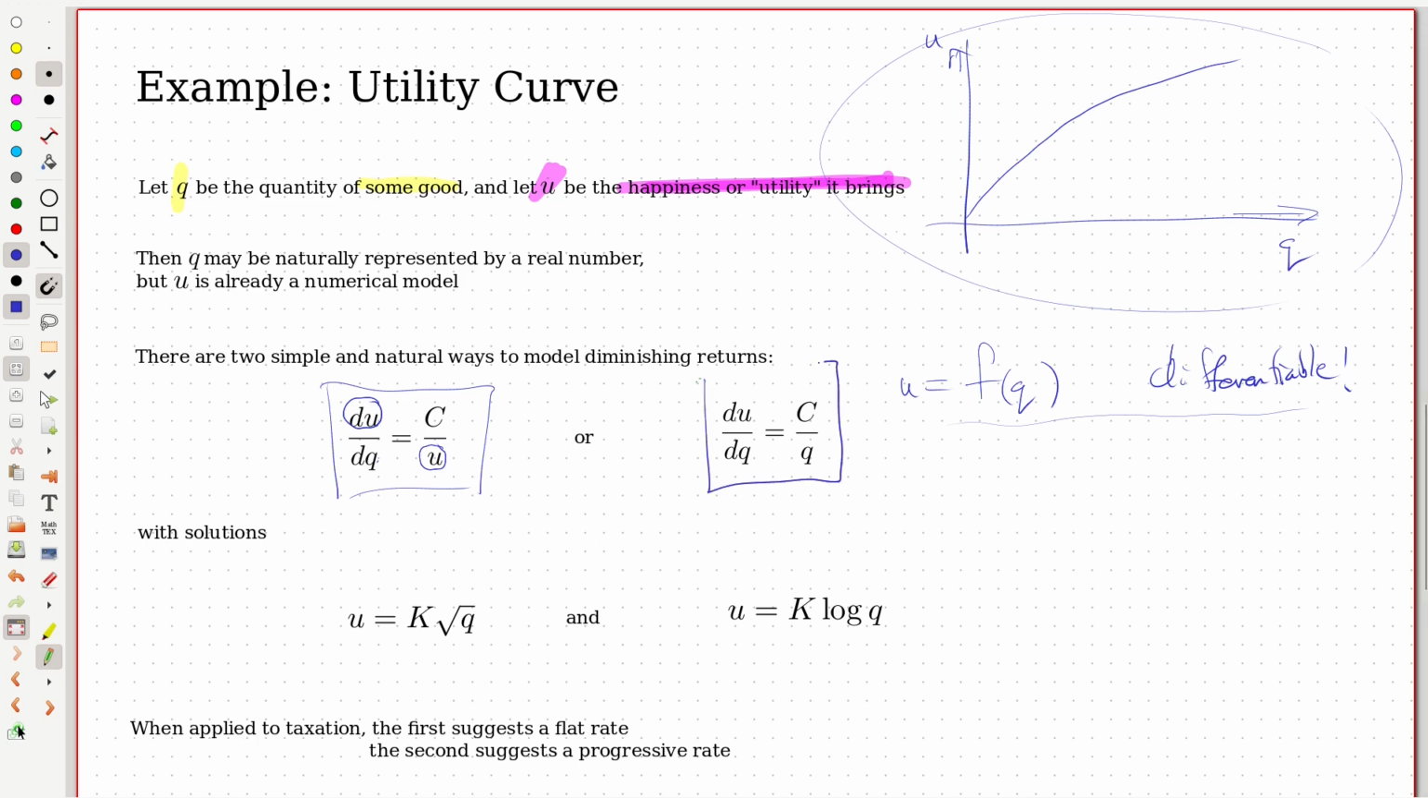But another very natural way to do this would be to look at the same derivative, the rate at which utility is increasing with respect to the quantity of the good, but say that it's inversely proportional to the amount of the good that's been consumed. So notice that the difference is whether we're saying the rate of increase of utility is inversely proportional to the utility itself or to the good itself. Now, utility is kind of an abstract, intangible thing. So this is a way that you might want to model the law of diminishing returns when you're dealing with intangible goods that don't have a natural way of measuring the goodness in themselves.